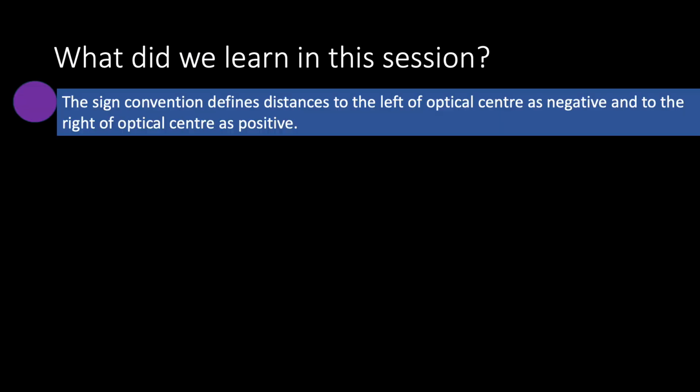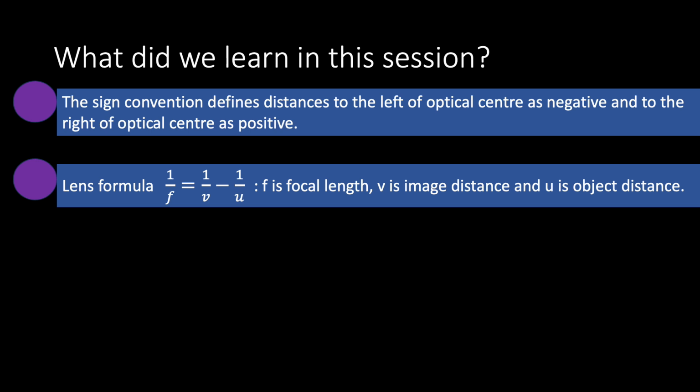What did we learn in this session? The sign convention defines the distances to the left of optical center as negative and to the right of optical center as positive. Lens formula is 1 by f is equal to 1 by v minus 1 by u, where f is the focal length, v is the image distance, and u is the object distance.